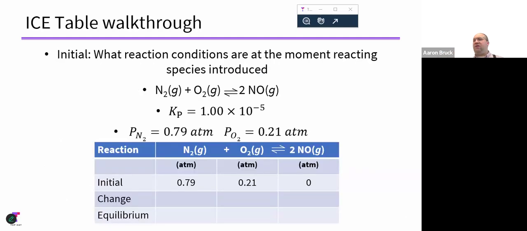So let's take a look at an example here. Here we have the reaction of nitrogen gas and oxygen gas to make nitrogen monoxide. We are given that the equilibrium constant for this reaction, its Kp, is 1.00 times 10 to the negative fifth. And further, we've also been told that the initial pressures of nitrogen and oxygen are 0.79 atmospheres and 0.21 atmospheres.